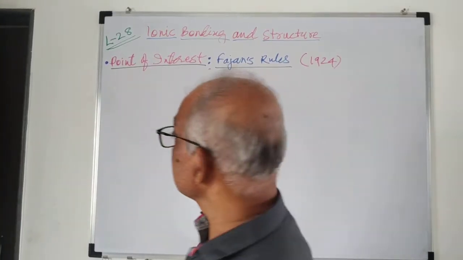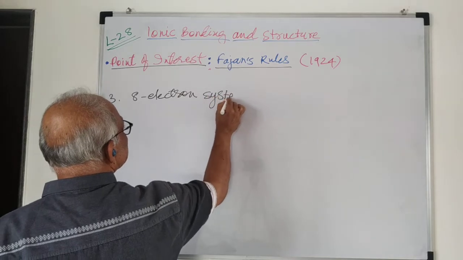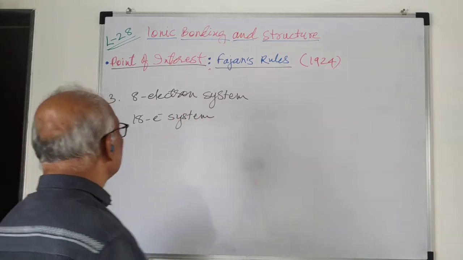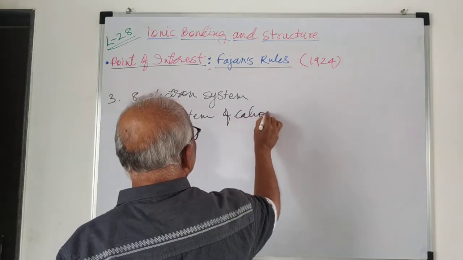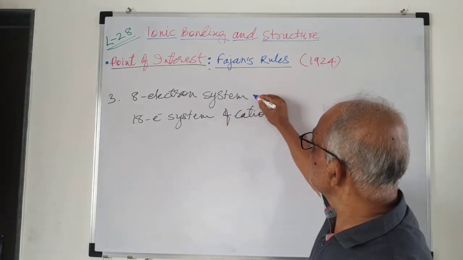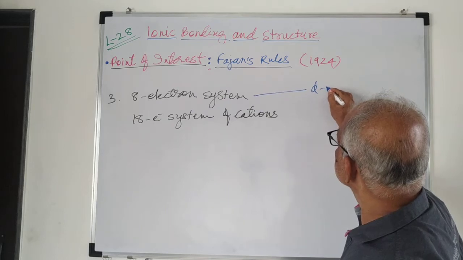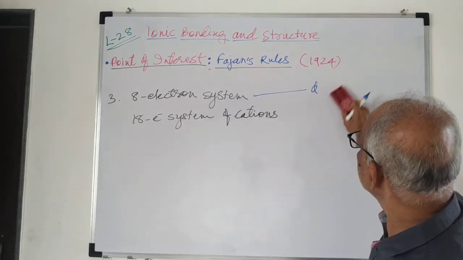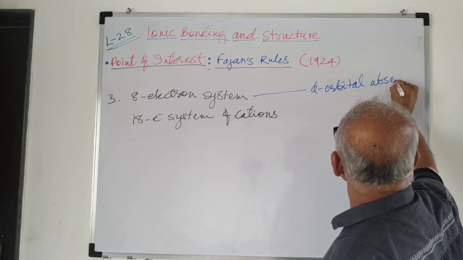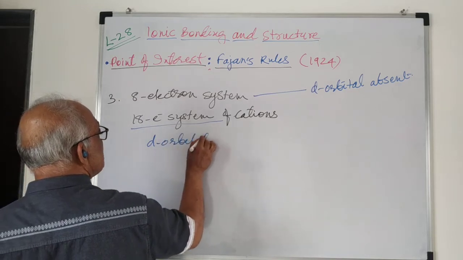Now we will see the third point, that is 8-electron system and 18-electron system of cations. Cations having an 8-electron system means the cations have only a maximum of 8 electrons in the valence shell, so the d orbital is absent. In the 18-electron system of cations, the d orbital is present.